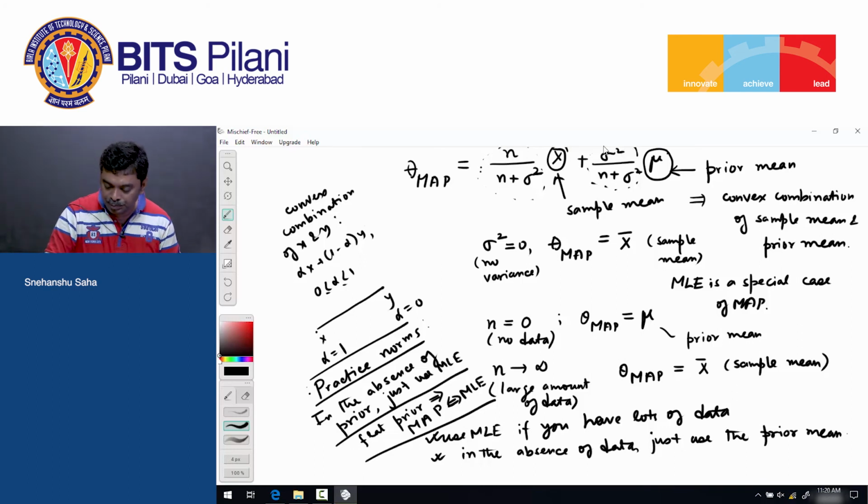All right. So roughly speaking, this is what we wanted to cover as far as maximum likelihood estimation and maximum a posteriori estimation is concerned, right? Okay. And this kind of estimation you can also see in naive Bayes.